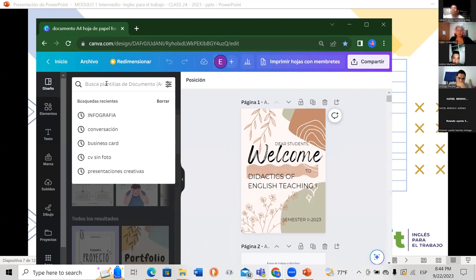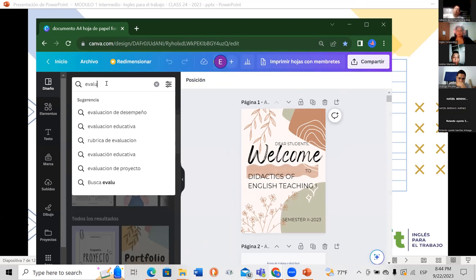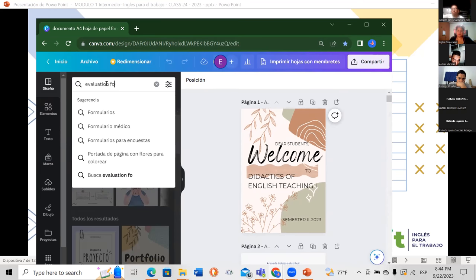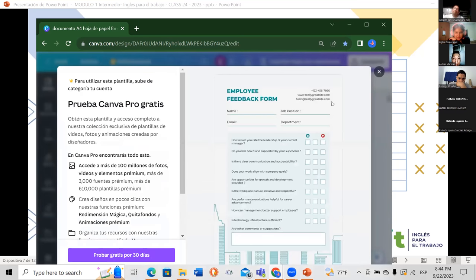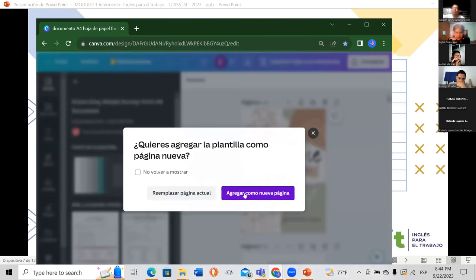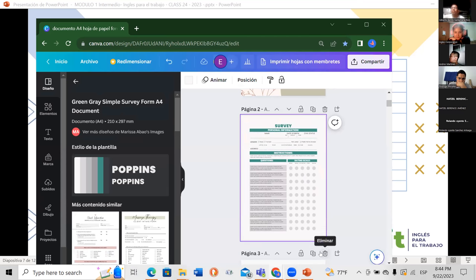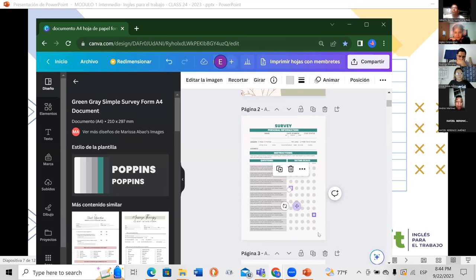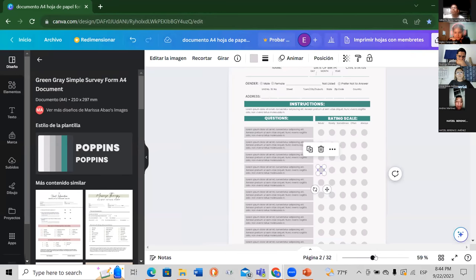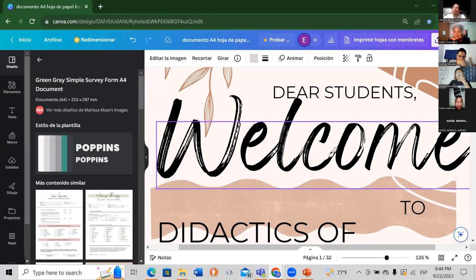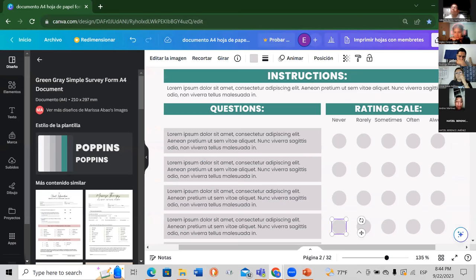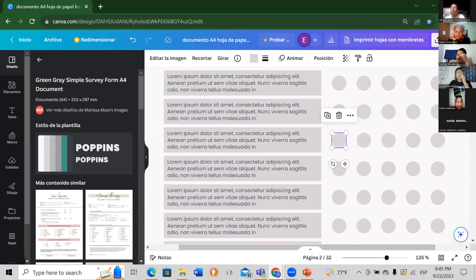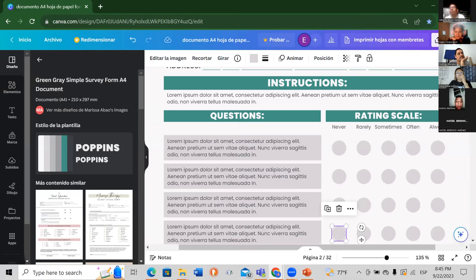For example, let me see, evaluation form. Oh, there are some. Oh no, but this one you need to pay. No, let me see another one. Oh, we can use this one if you want. Okay, so make it bigger. Okay, there you have different options, right? You can change information. If you want to use this template, you can select one of them. Or you can use any other. Okay.